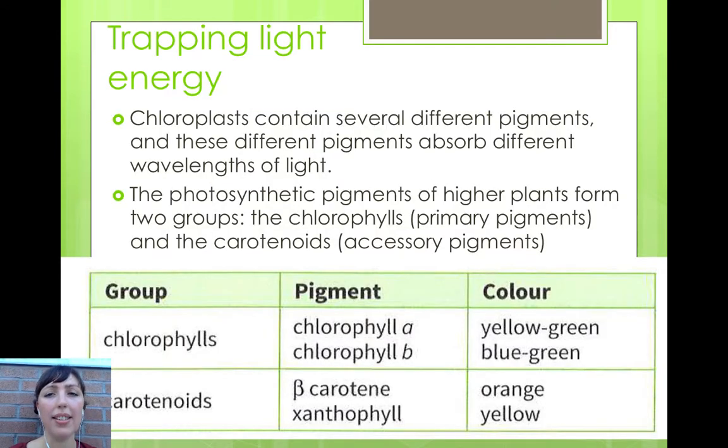Chloroplasts contain several different pigments, as we saw in lab the other day, and these different pigments absorb different wavelengths of light. So the photosynthetic pigments of higher plants form two groups, the chlorophylls, which are the primary pigments, and the carotenoids, which are the accessory pigments. We saw these chlorophylls, chlorophyll A and B, which were the yellow-green and blue-green in that spinach extract in lab, and the carotenoids, which were the orange and yellow pigments.